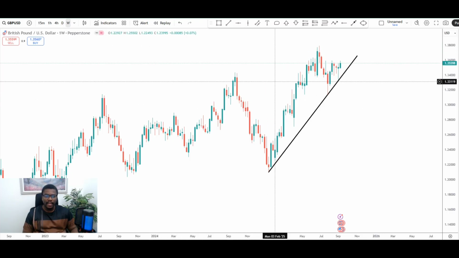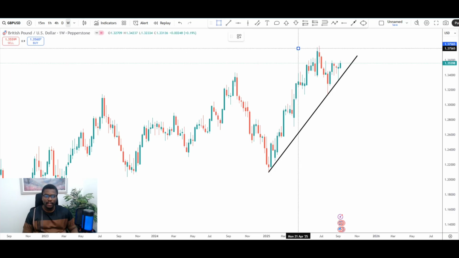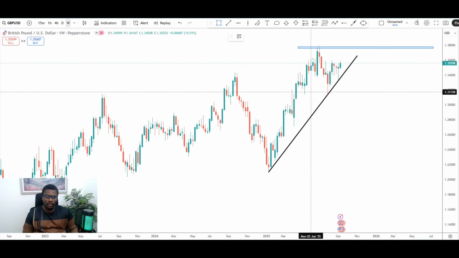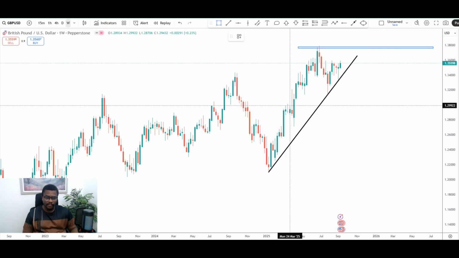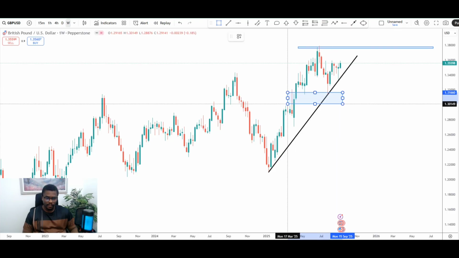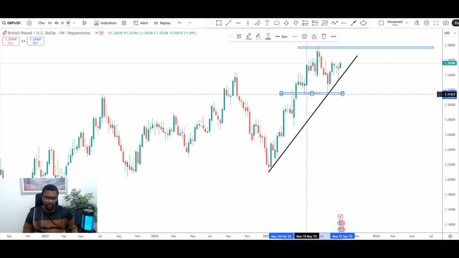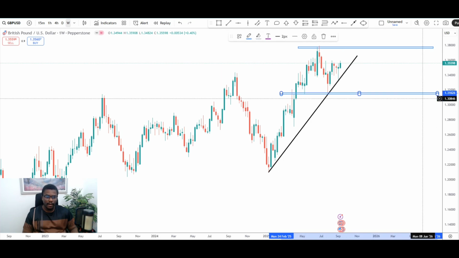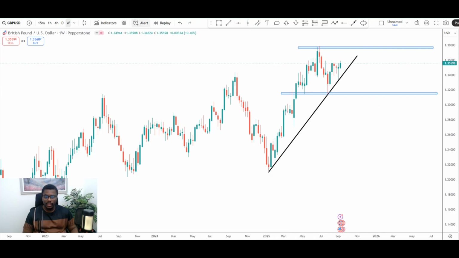Next, we identify key areas of support and resistance. Okay, so an area of resistance will be up here, just around the 1.377 area. Area of support again down here, again around the 1.315 area. So these are the major ones that I can see.